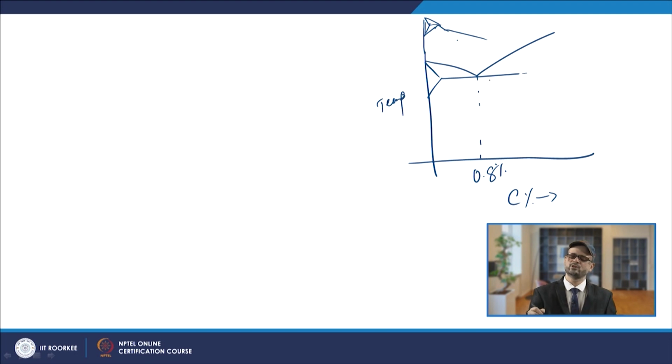So when you are on this side, what you see is you have the perlite, and on this side you have the cementite. So that way you have the formation from this austenitic zone. When it is coming below this temperature, you will have the formation of perlite and cementite on this side. Similarly, in the hypo zone, once you come below this temperature, you will have the austenite which is here.